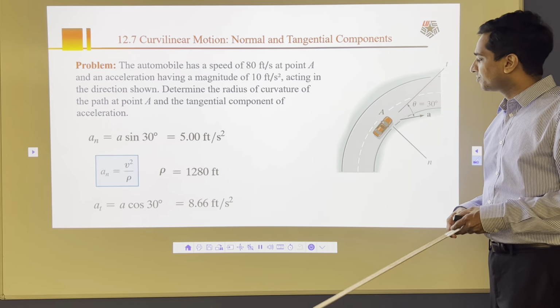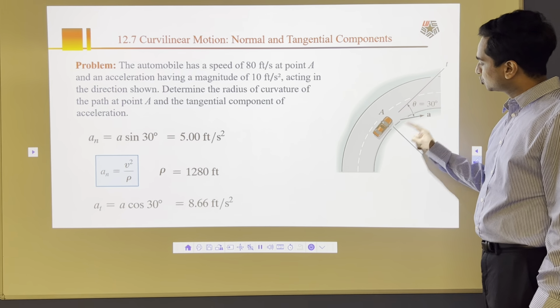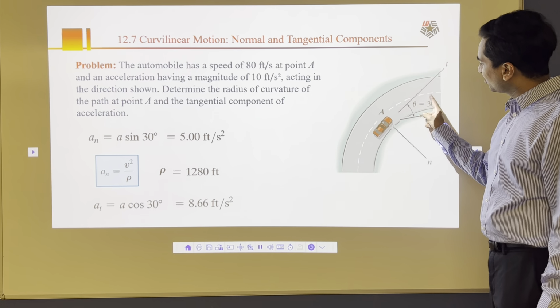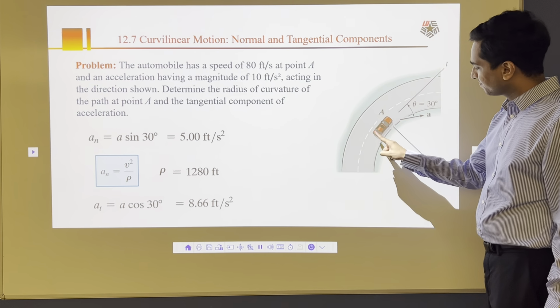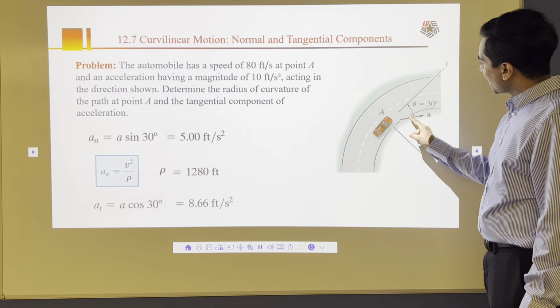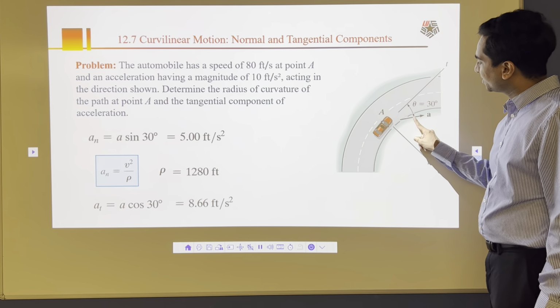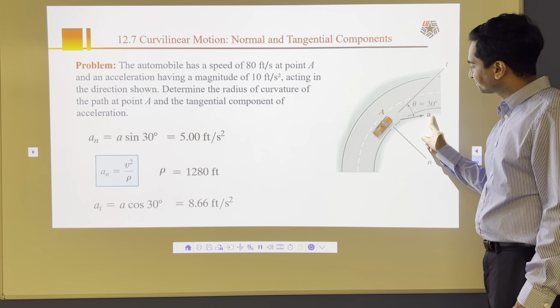Let's do another similar problem. In this problem, instead of a boat, we have a car taking a turn. It's taking a turn on this path, and we have an angle. This is the tangential component at point A, this is the normal component, and what we know is that the tangential component makes an angle of 30 degrees to its acceleration, whatever its acceleration at that instant is.